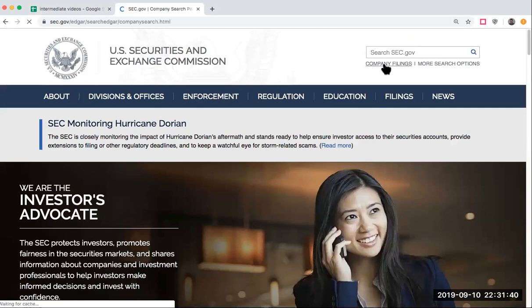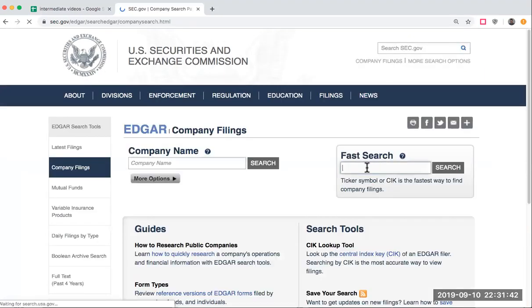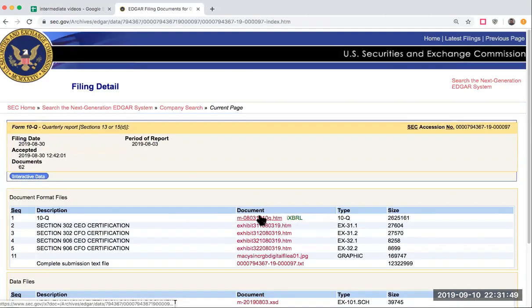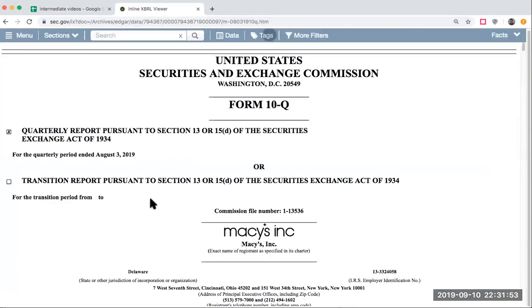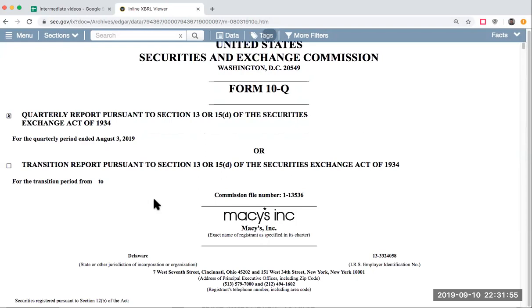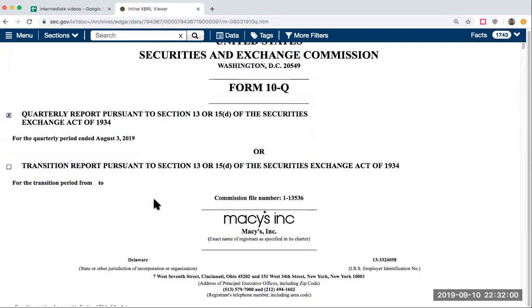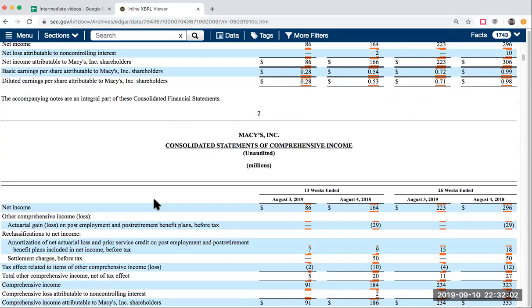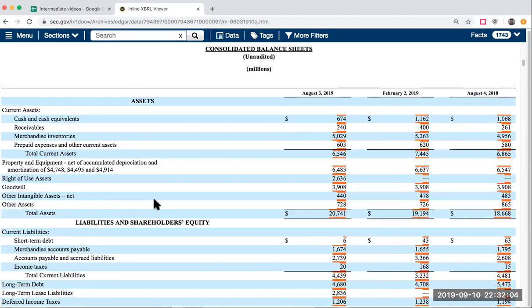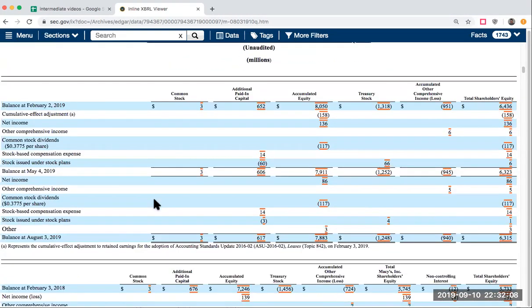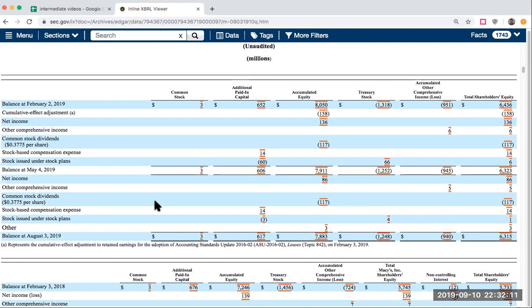If I go over here, do a search, let's do M for Macy's, and see if they have one. It's not necessarily a required statement, but it's something that, as an investor, we generally like to see. And there we go. This is a consolidated statement of shareholders' equity.